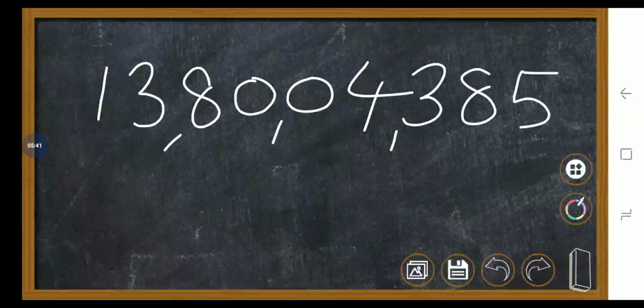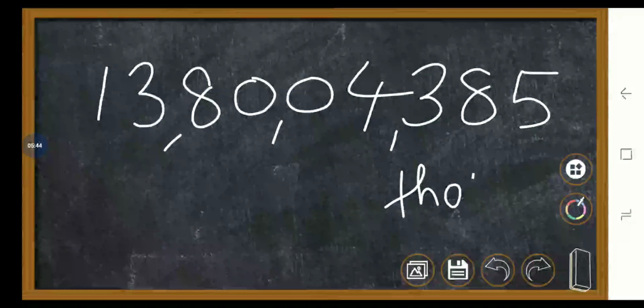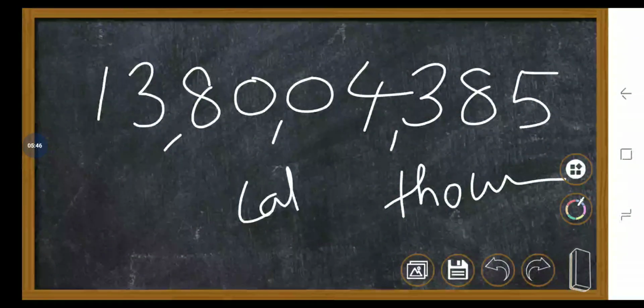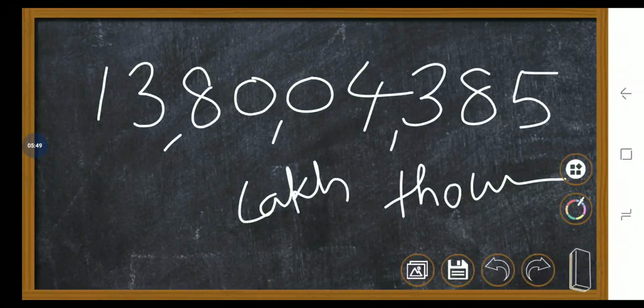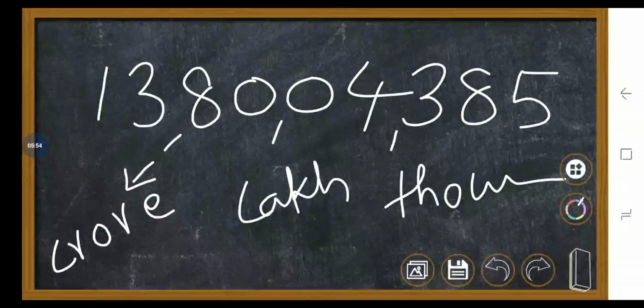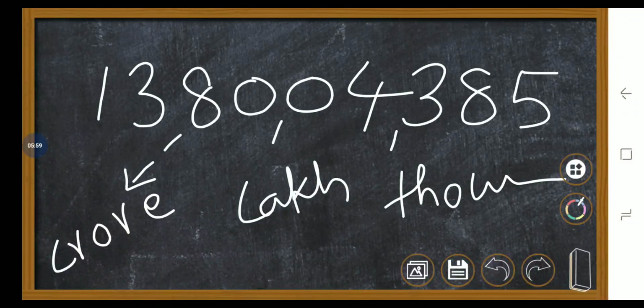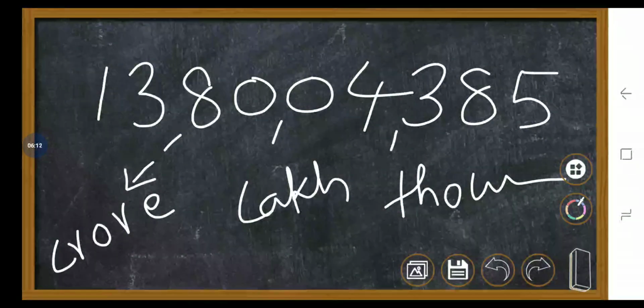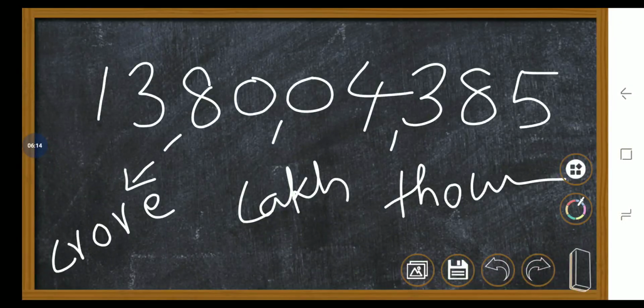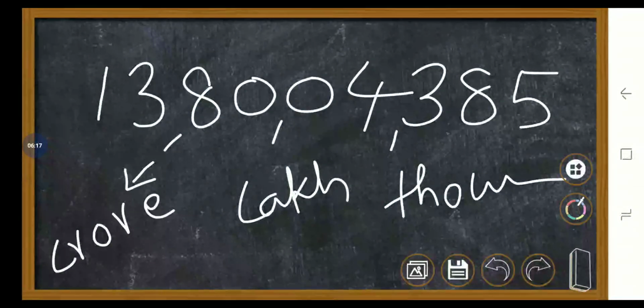Okay, let's start. At the first comma you say thousand, at the second lakh, and when you reach the third comma you read crore. What do you read? Crore. Okay, so let's start reading. How many people live in India? 13 crore 80 lakh 4385. 13 crore 80 lakh 4385 people live in India.